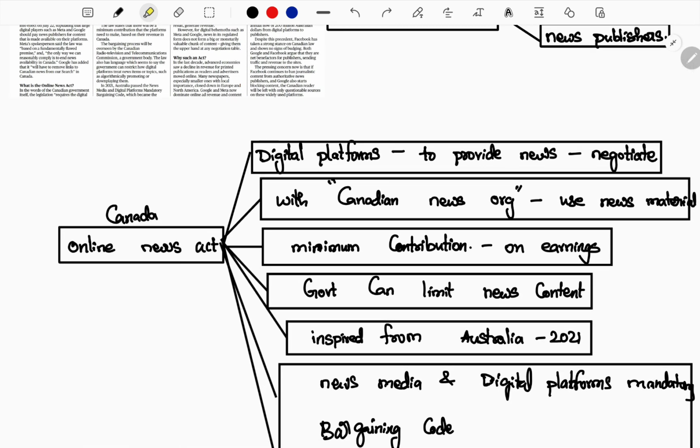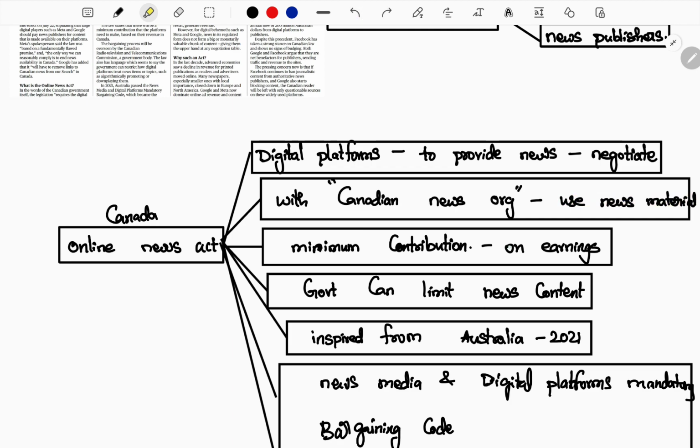To create control over it, the Canadian government introduced the Online News Act. What is the Online News Act? Digital platforms which provide news need to negotiate with the Canadian News Organization, which is an organization of news publishers. Digital platforms like Facebook, Instagram, Meta, Google, everybody needs to consult and negotiate with the Canadian News Organization to use their news material.